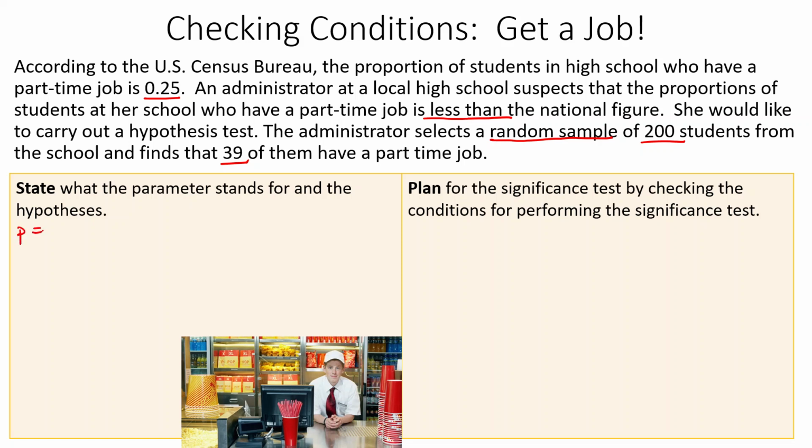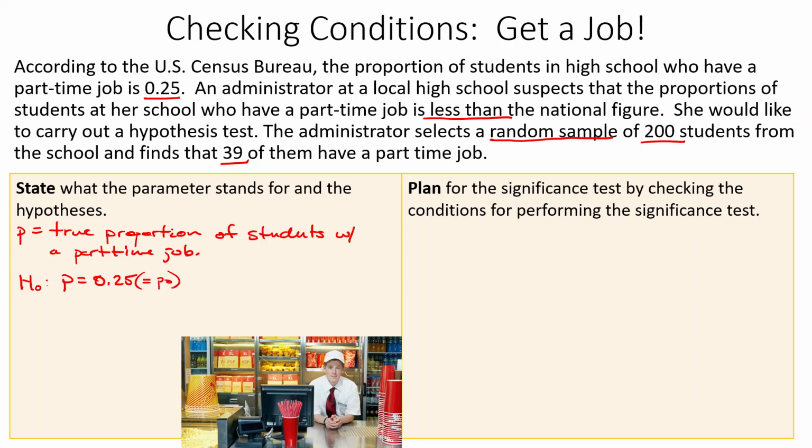Well, our parameter P is the true proportion of students with a part-time job. All right, so our null hypothesis, we start out believing the Census Bureau here, that the proportion is 0.25. So that's our P naught. All right, and our alternative is we thought it was less than for this school. So we think P is less than 0.25.